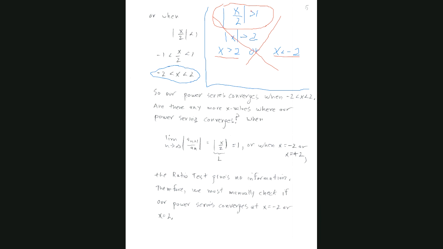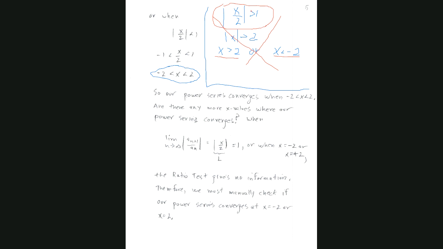Let me phrase it another way here. Our power series behaves like a geometric series with common ratio x over 2. When the absolute value of x over 2 is less than 1, or equivalently, when x is between negative 2 and 2, our power series converges. But when the absolute value of x over 2 is greater than 1, or when x is greater than 2 or x is less than negative 2, our power series would have to diverge.